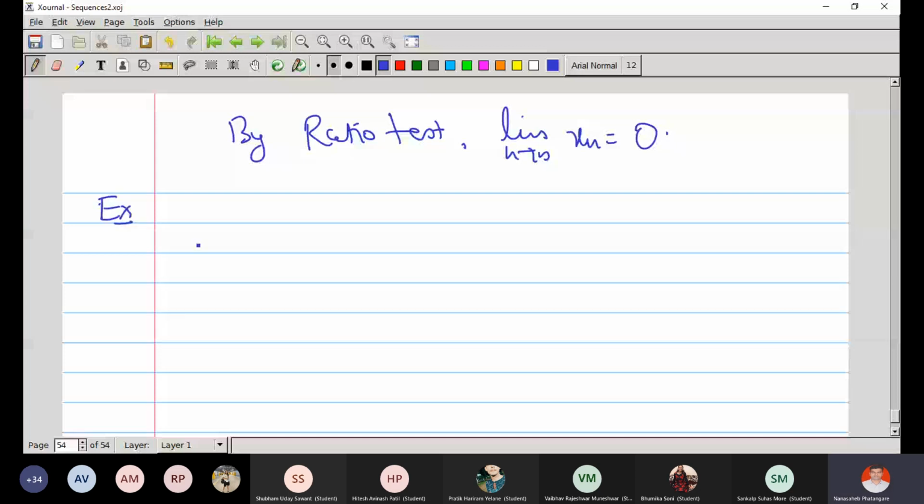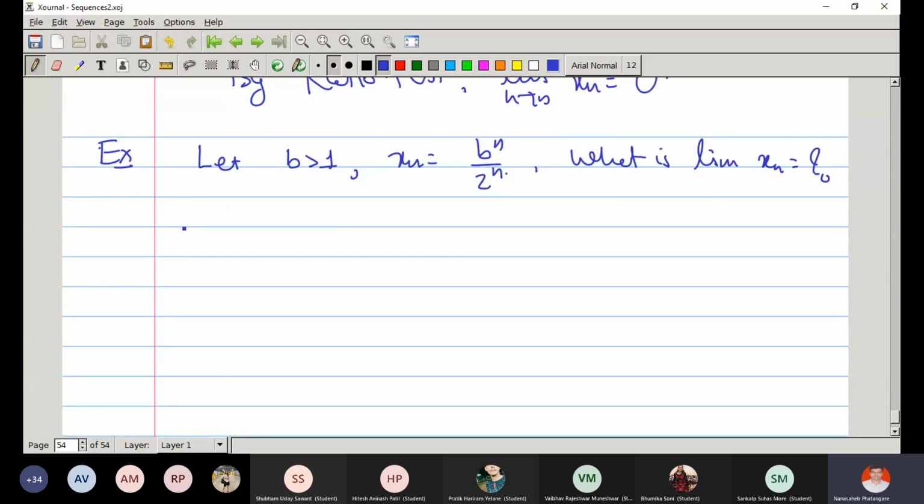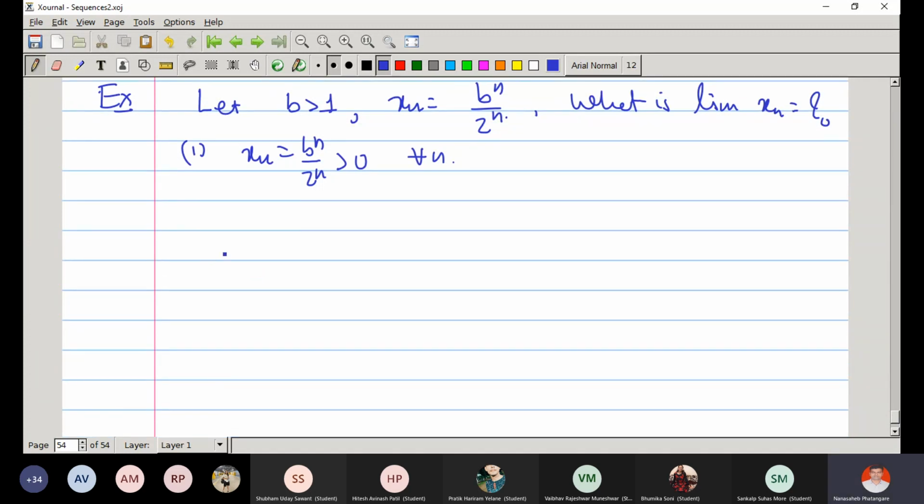Okay, and therefore, if my b is greater than 1 and xn is b raised to n upon 2 raised to n, then what is the limit? Let us see what happens. So what is the first observation? xn is b raised to n upon 2 raised to n. Is it positive for all n? Yes. Second observation, what is xn plus 1 upon xn?